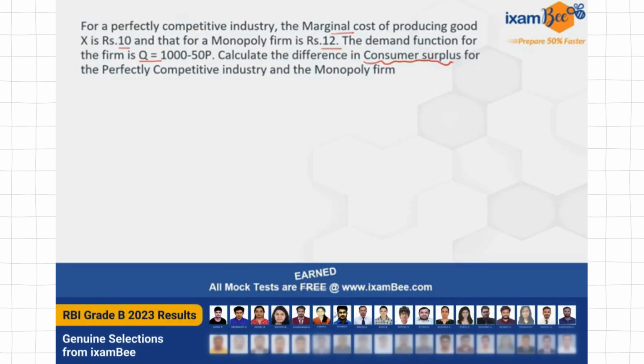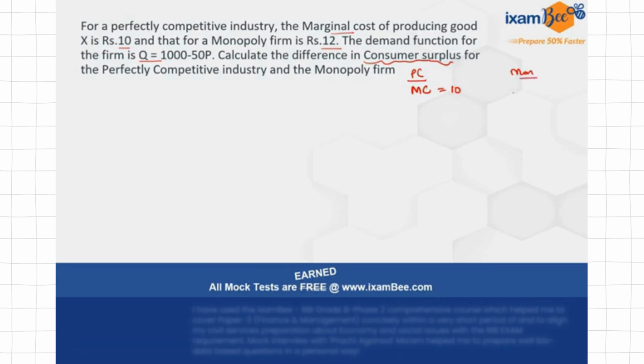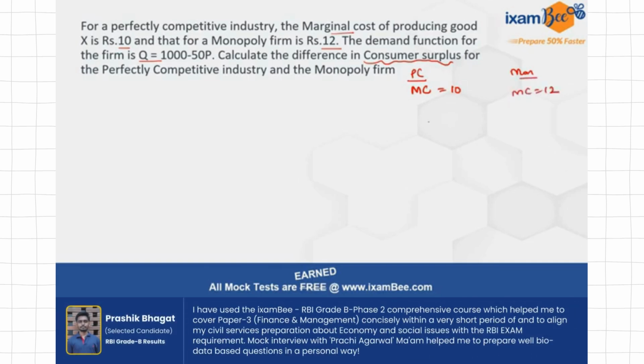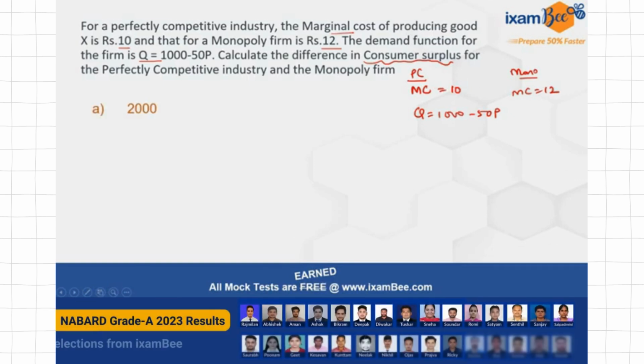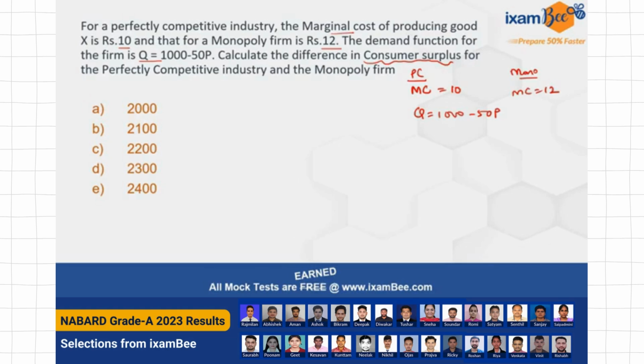So here, what do you do? See, what is given to you? Marginal cost for a perfectly competitive industry is 10. For a monopoly it is 12. This is given to us and we are given the demand function, Q equals 1000 minus 50p. And you have to find out what is the difference in consumer surplus between these two markets. If you know how to solve such questions, pause this video, solve it, get your answer and mark it and then proceed and watch this video till the end.